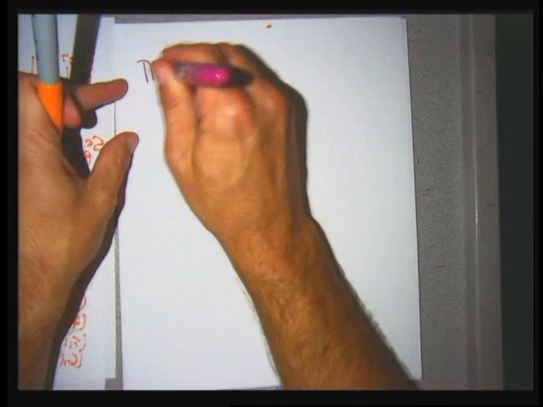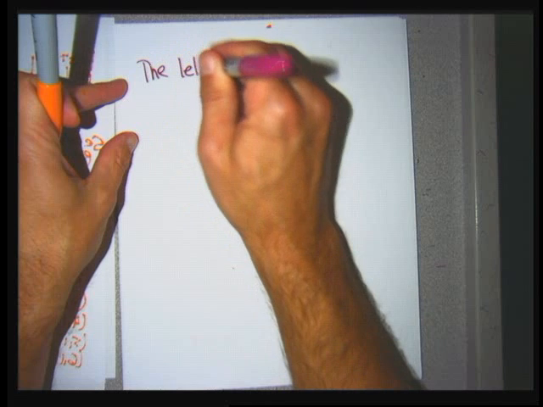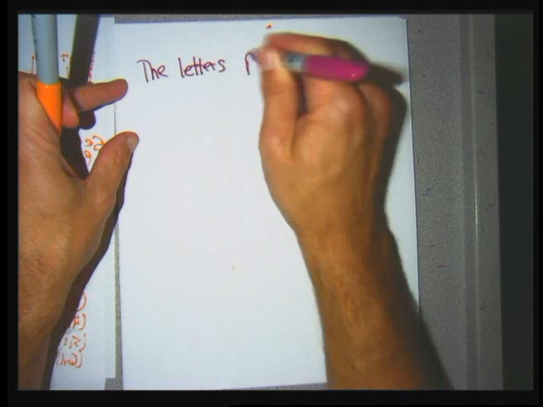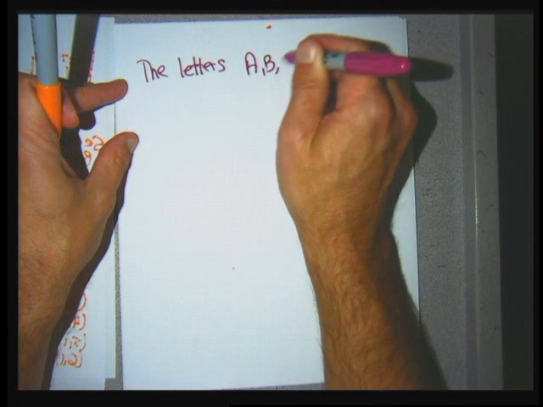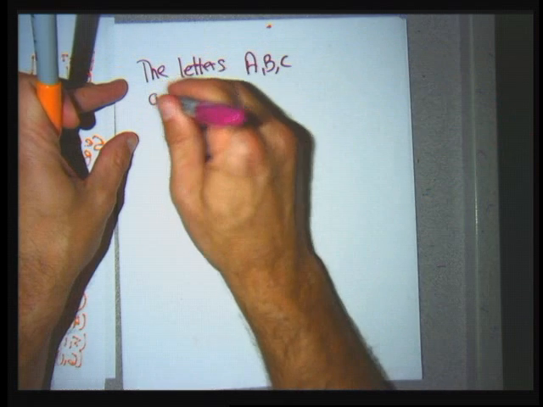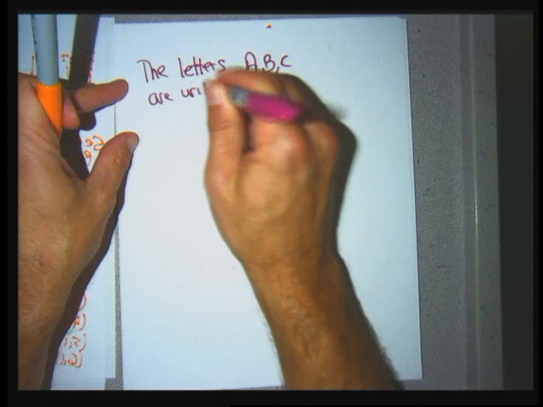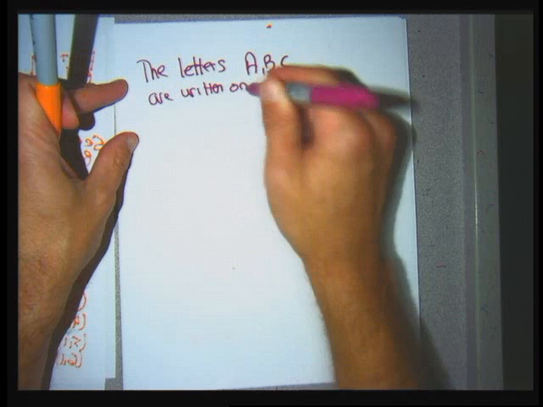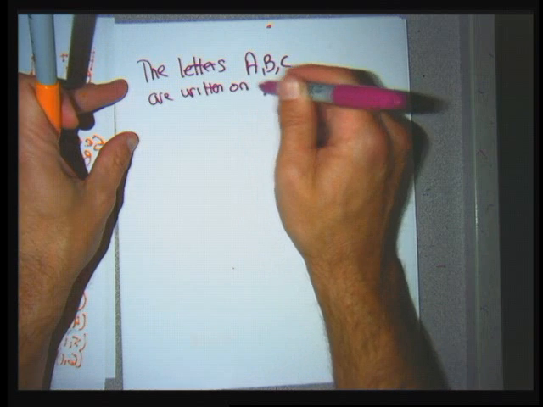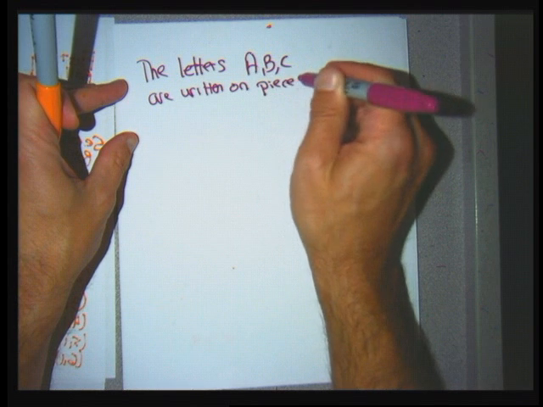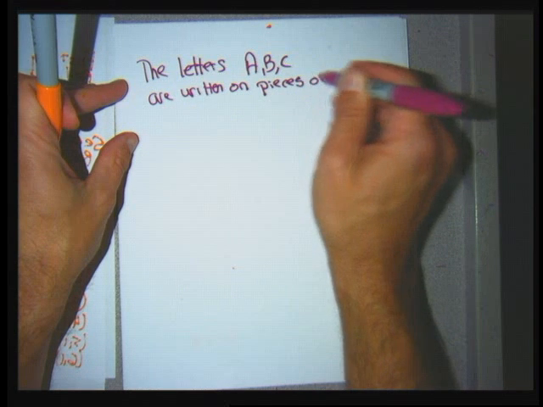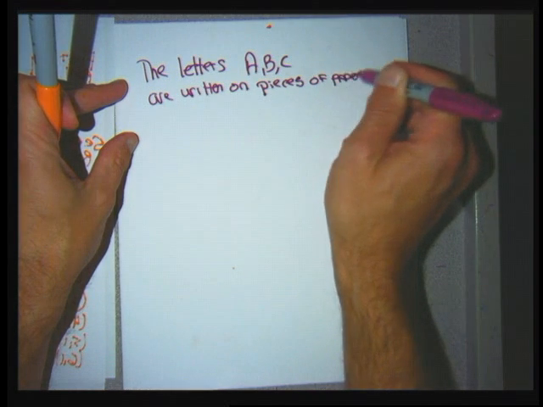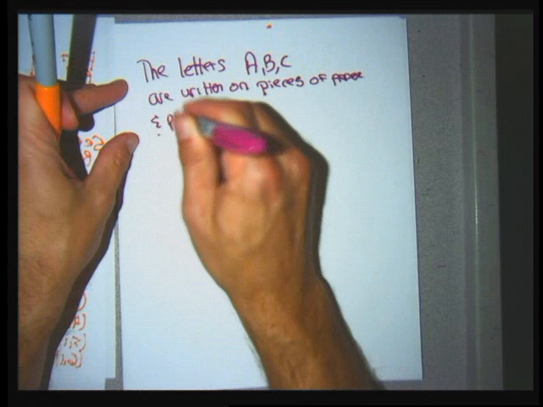So I'm going to make a simple experiment. I'll do this. The letters A, B, and C are written on pieces of paper. Hopefully that's spelled right. And placed in a hat.